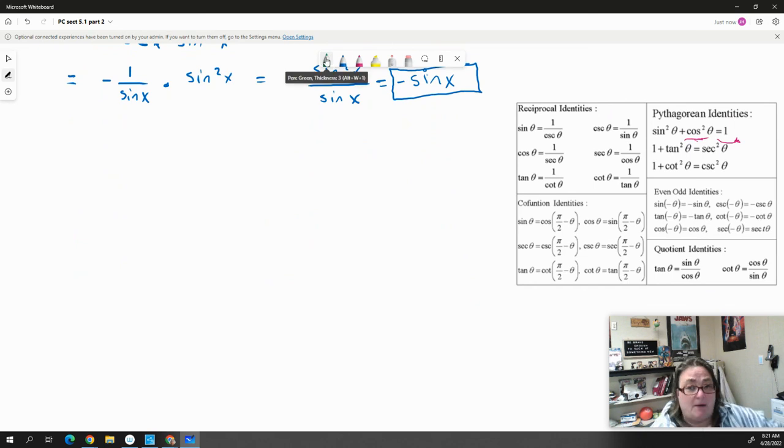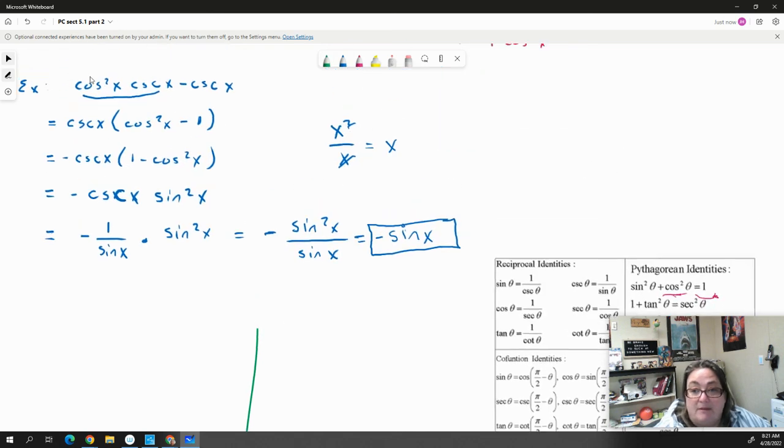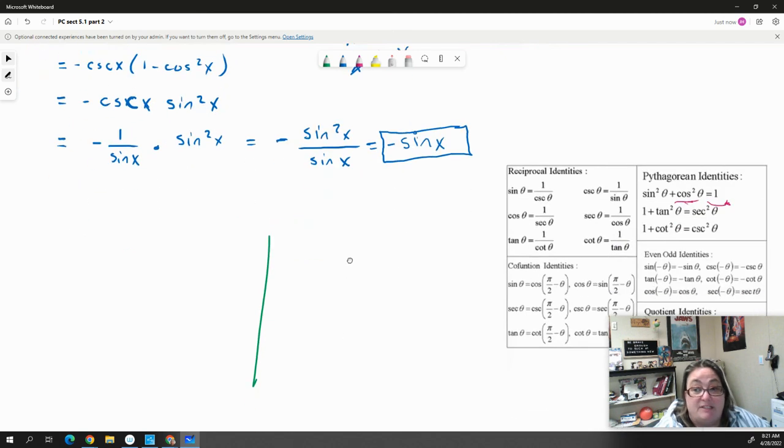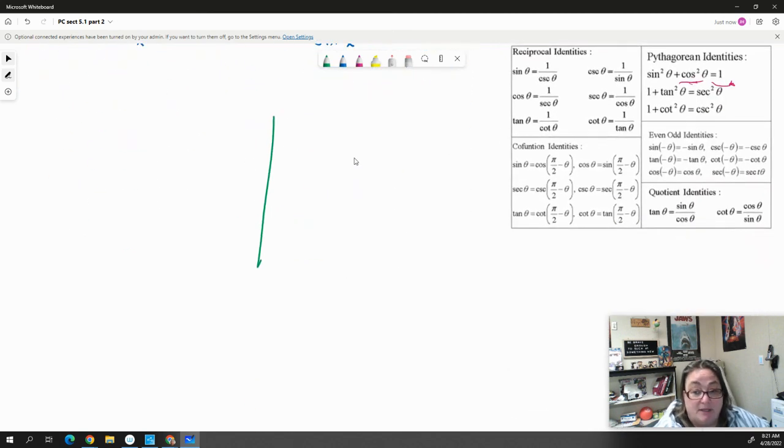And that's what we're looking at when we're talking about simplifying, right? We're trying to make it as compact as possible. We just went from this whole mess right here down to negative sine x. They're equal. They're the same thing, right? And we just broke it all down.